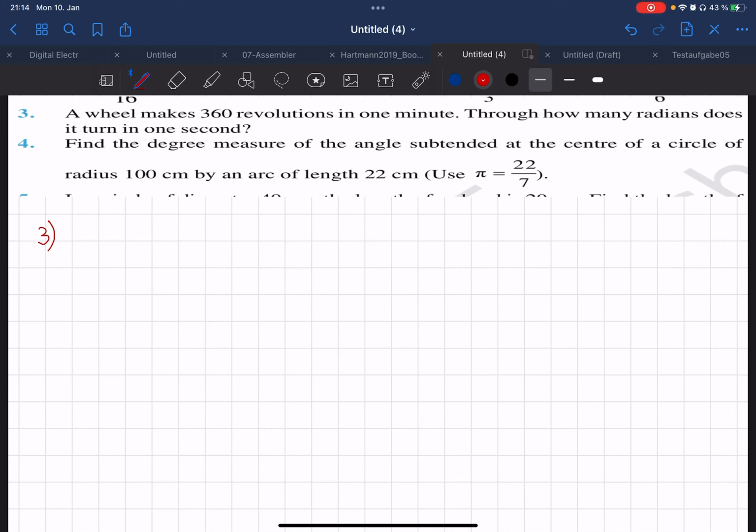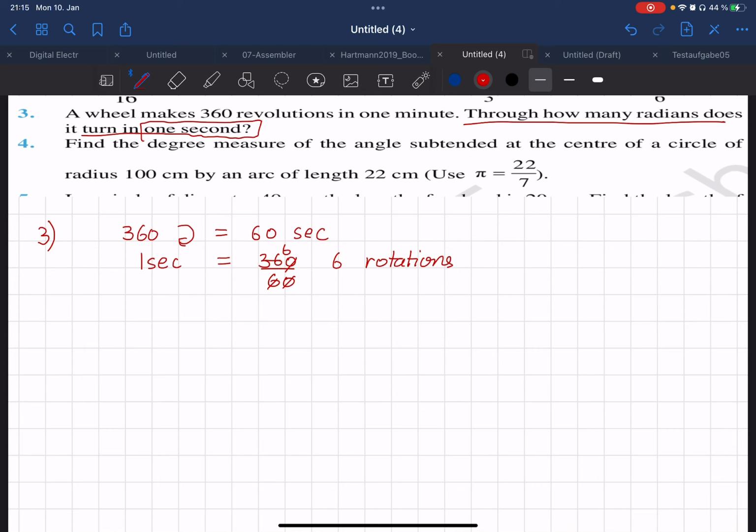Okay, a wheel makes 360 revolutions in 1 minute. That means it makes 360 turns in 1 minute. Alright, that is like 60 seconds. So in 1 second, it will make 360 by 60, 6 rotations. How many radians does the wheel turn in 1 second? So you might have a question, why did I take 1 second? This is the reason, because we need to find this. Alright, 6 rotations. And now what we are going to do is very simple.